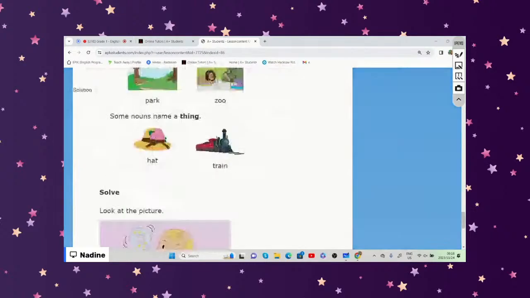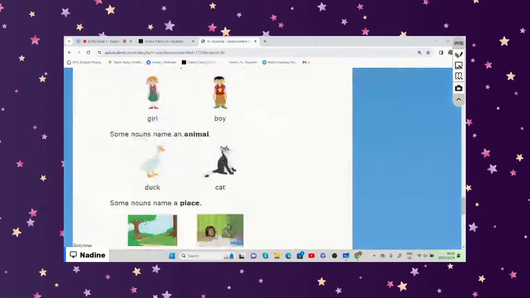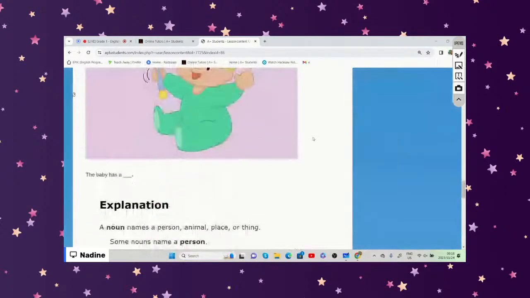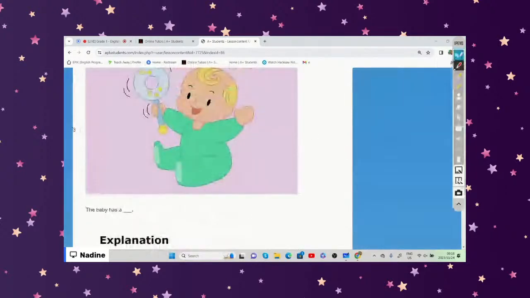Let's see, what do they say? Yes, the baby has a toy. So well done, toy is correct. So the baby has a toy, and the toy is a thing.